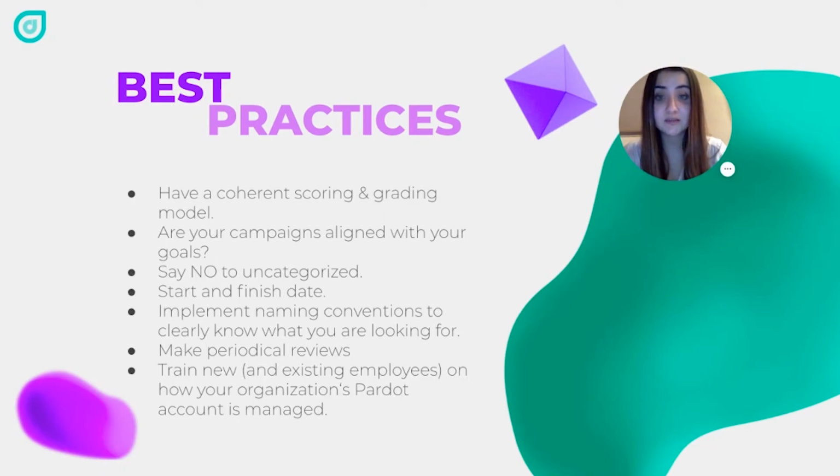The second point is knowing if your campaigns are aligned with your goals. The third point is saying no to uncategorized. When you create any asset in Pardot, you can categorize it in a folder, and if you don't, it will all go to uncategorized. So in order to find things more easily, it is a best practice to always categorize. Sit down with the people that are managing the account and see what folder category works for your organization.